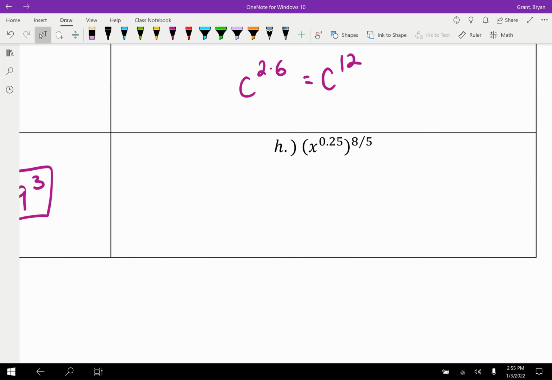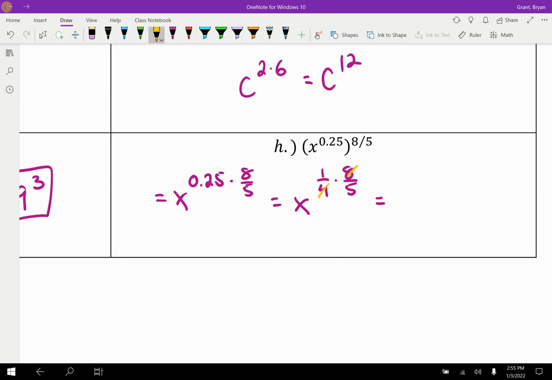X to the 0.25 to the 8/5 power. Well, I think that's probably the same thing. We have to do 0.25 times 8/5. And I think this is usually easier if both of these are fractions. Hopefully we know 0.25 is the same thing as 1/4 times 8/5.